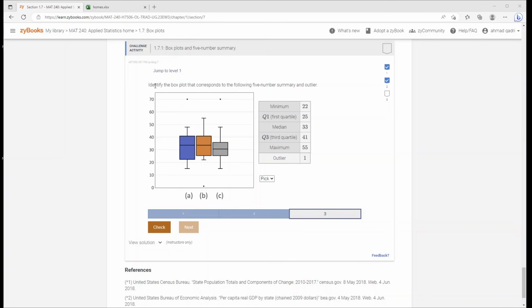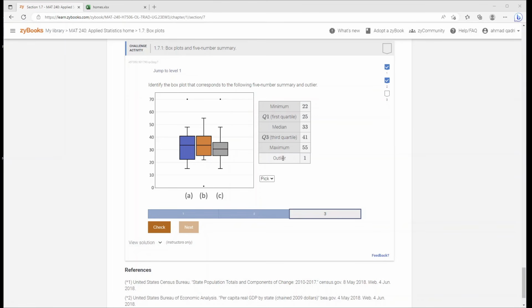In this question, we have to identify the box plot that corresponds to the following 5-number summary and outlier. So this is the table shown, and we need to pick which box plot here is the correct choice. So let's look at this. The minimum in the table is shown as 22. So clearly choices A and C are incorrect because the minimum there is less than 20. And we can see that the minimum for the second box plot is in fact approximately 22. So the correct choice is B.